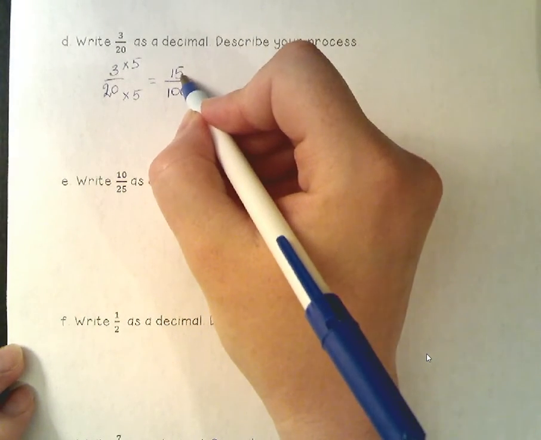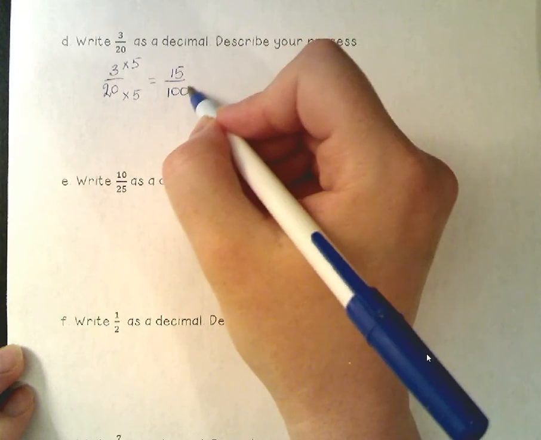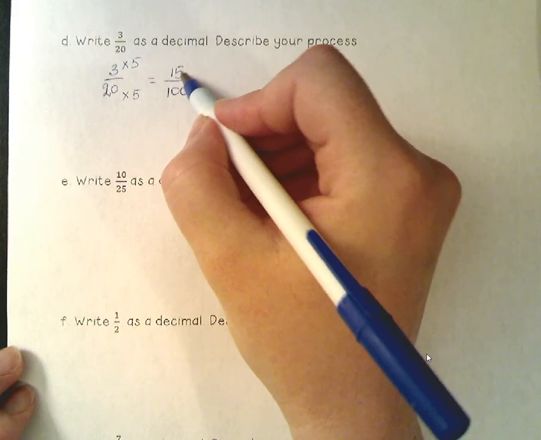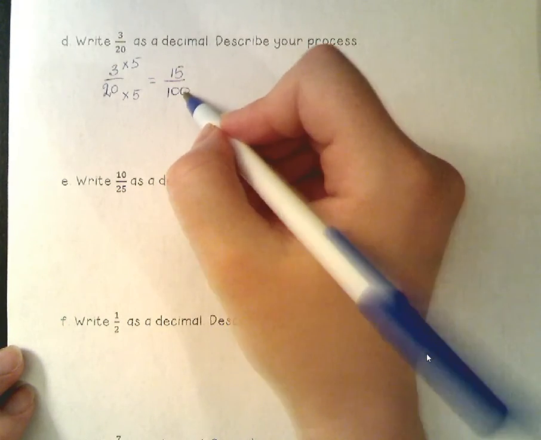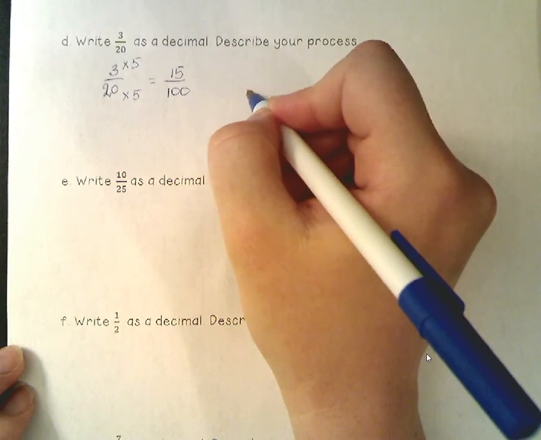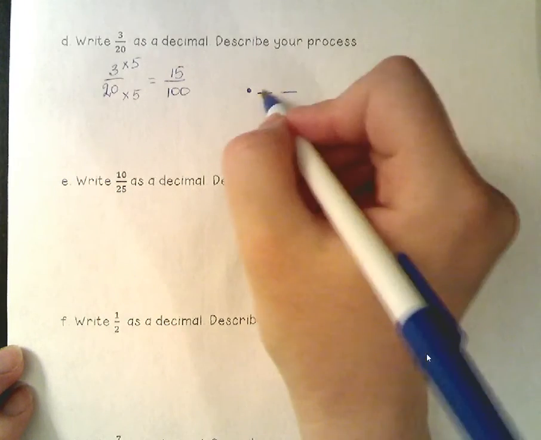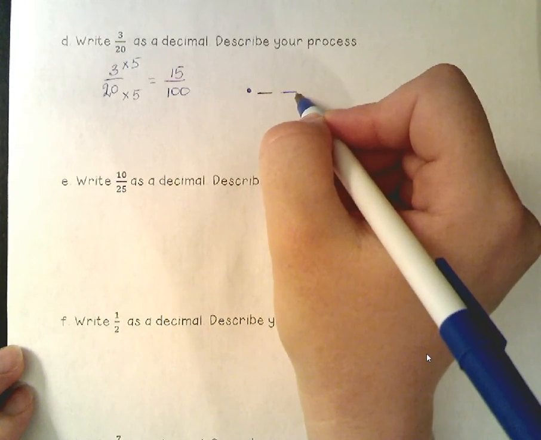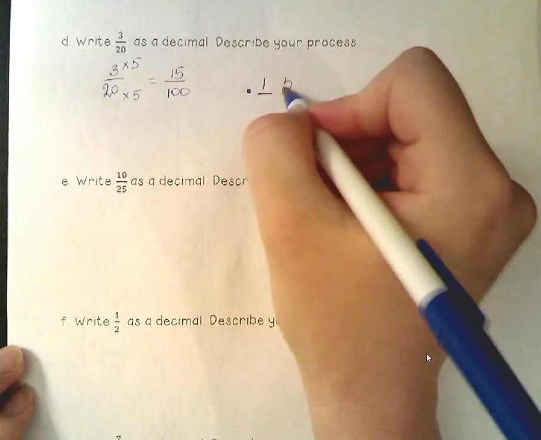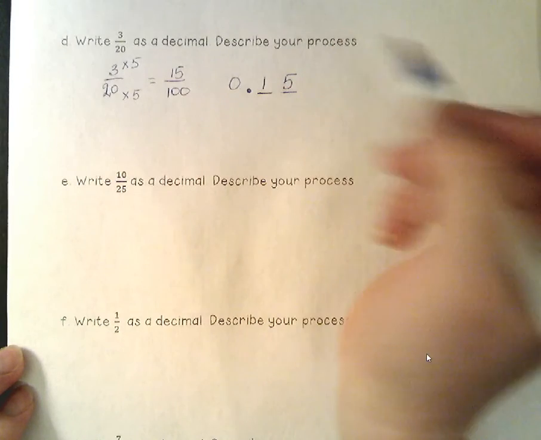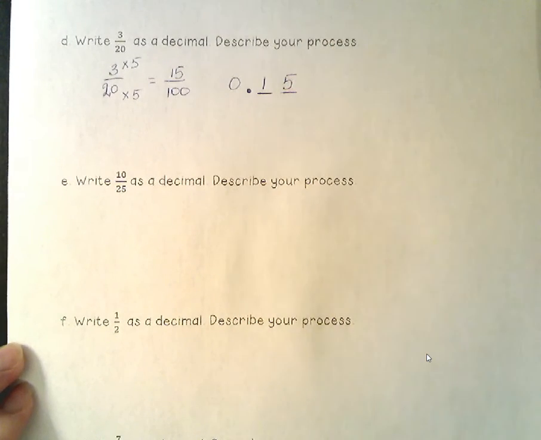In 15/100, the 5 has to be in the hundredths place. Otherwise, it's not going to be hundredths. The terminating digit has to be in the hundredths place. So we will have a decimal point and a hundredths place. The hundredths place has 2 digits, and that is going to be our 15. 1 is in the tenths place, 5 is in the hundredths place, and we don't have any whole numbers. Okay, that is our process for writing a decimal number out of the fraction 3/20.